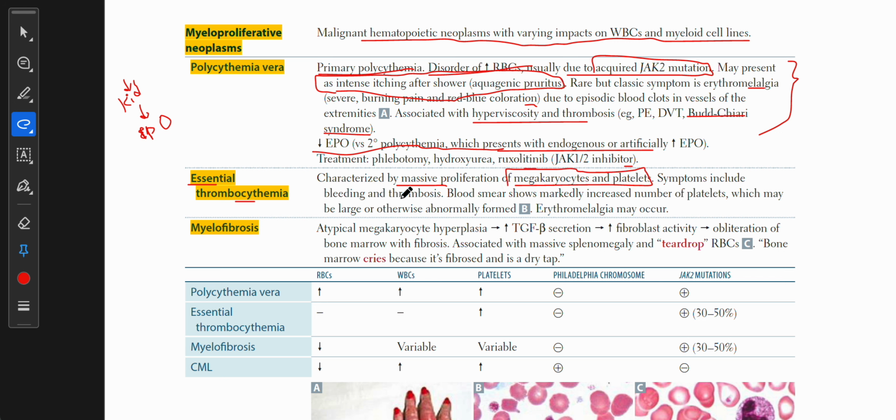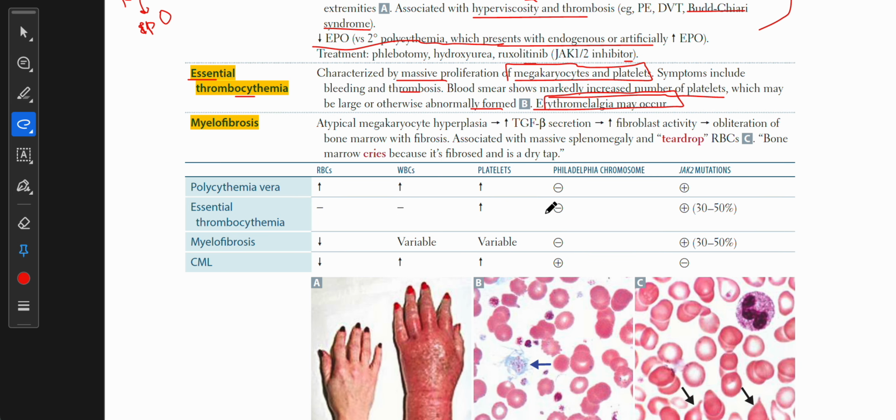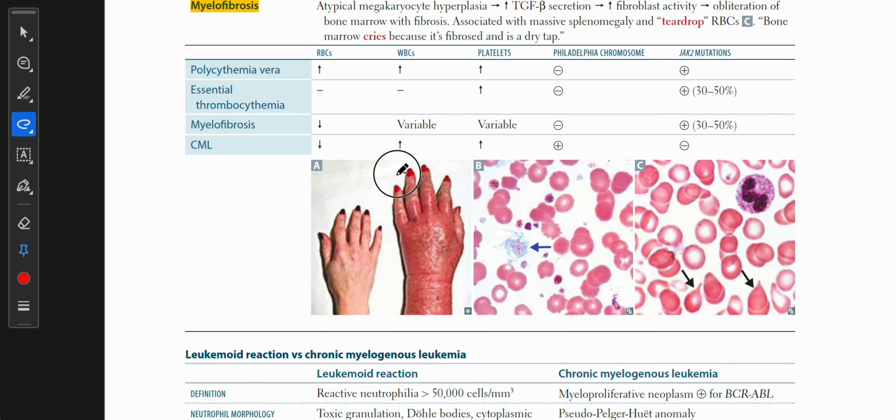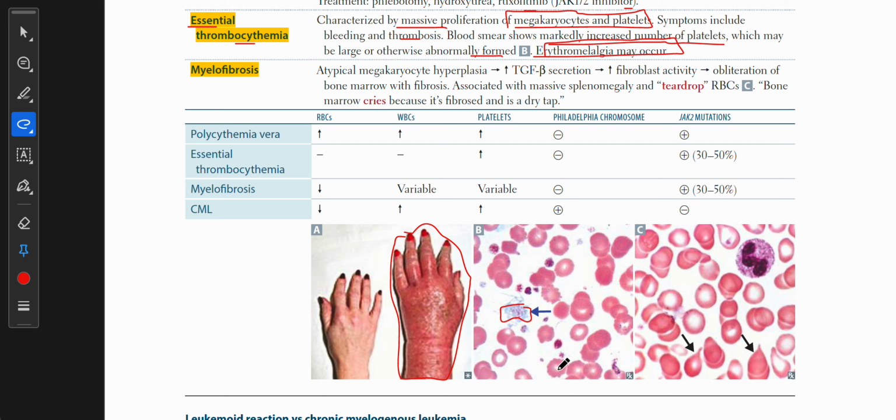So the symptoms include bleeding and thrombosis, and blood smear shows a markedly increased number of platelets, which may be large or otherwise abnormally formed. Erythromelalgia can occur. You can look at these figures in A. This figure is associated with hyperviscosity and thrombosis. This is in the case of primary polycythemia vera, and these cells right here in the case of essential thrombocythemia. And this is erythromelalgia that is occurring in here.